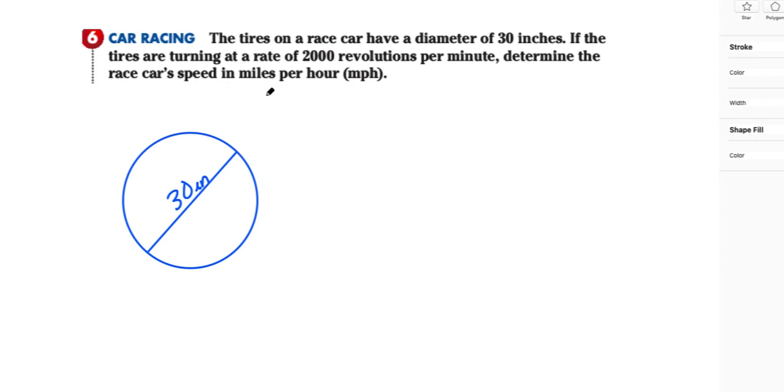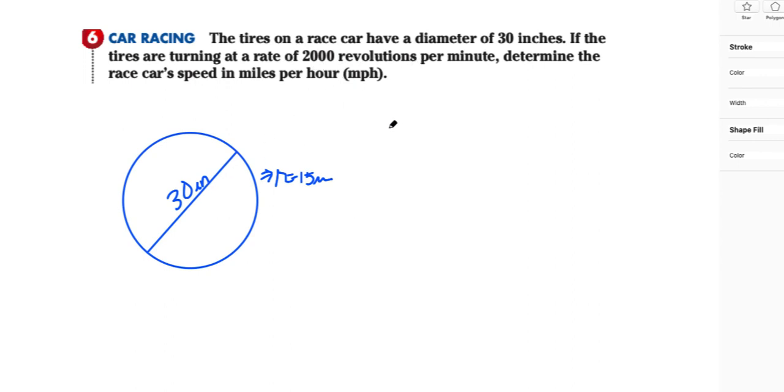We know that the race car has a diameter of 30 inches, and so that implies that the radius is going to be 15 inches. And we know that we've been using a radius in a lot of our formulas, so having radius would be helpful. And then the next thing we need to do is calculate the linear distance that the tire propels the car. So we need to figure out how far is this car going in terms of 2,000 revolutions, right?